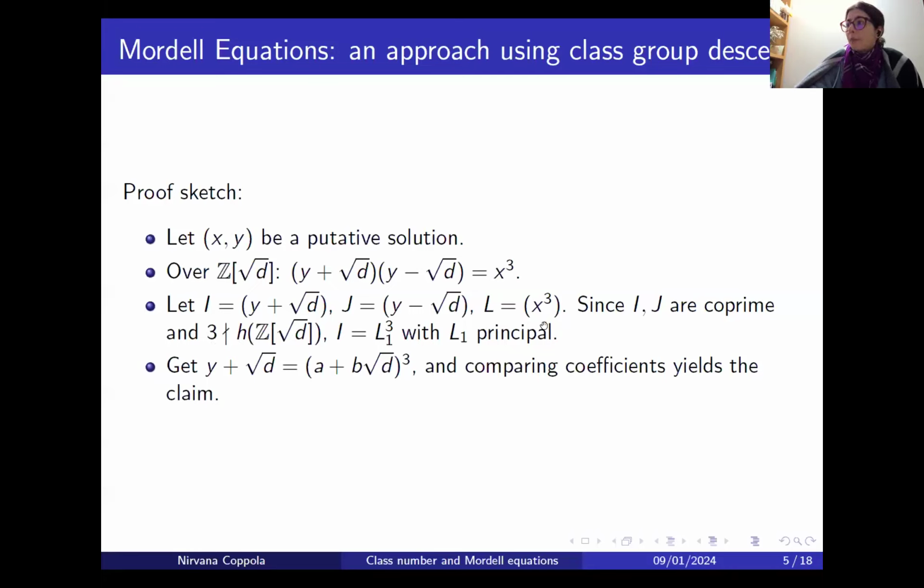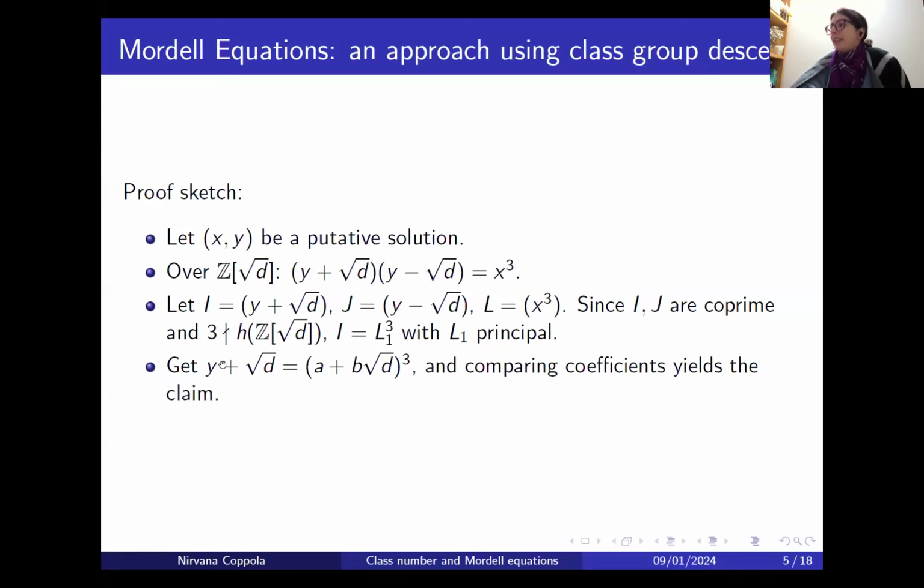For those of you who are more into algebraic number theory, what we do is we take the ideals generated by y plus square root of d, y minus square root of d, and x cubed, and we say, okay, I times J is equal to L. L is a cube, I and J are coprime ideals. We have this technical condition. We deduce that I is a cube of a principal ideal.